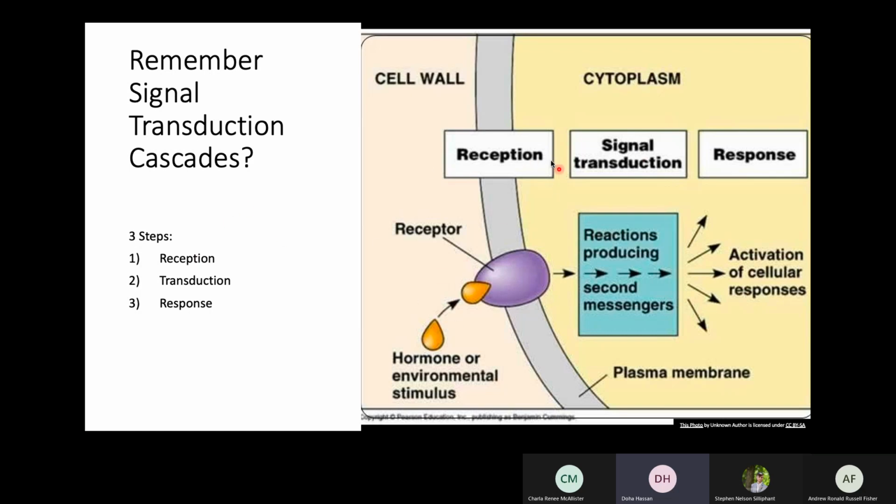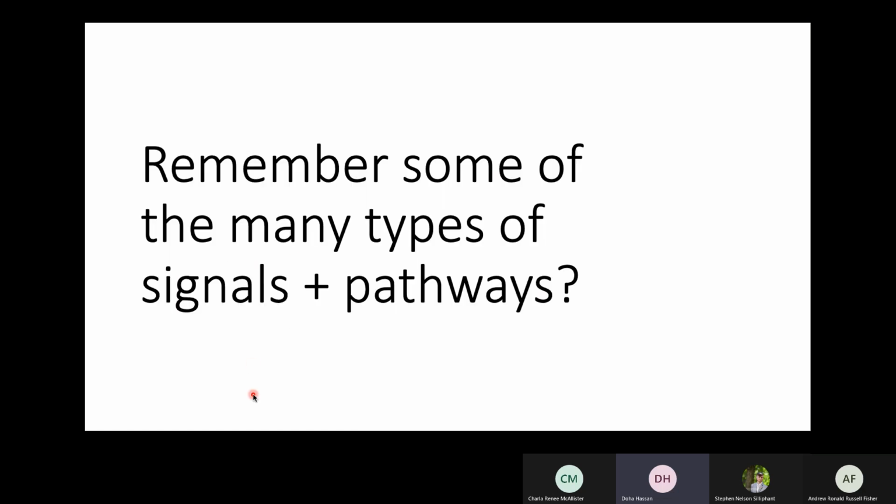But the point is, it really does come down to 3 basic steps, although those steps will definitely vary depending on the signal and also depending on the receptor. But again, you don't really need to worry too much about it. Just recognize that there are 3 steps in the process.